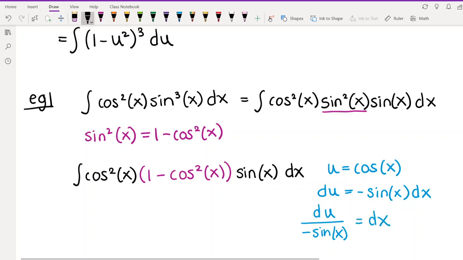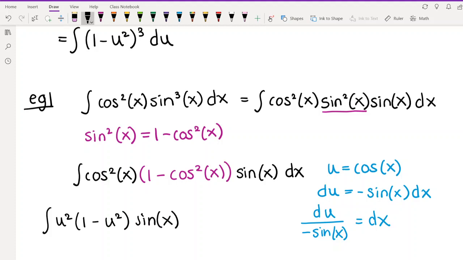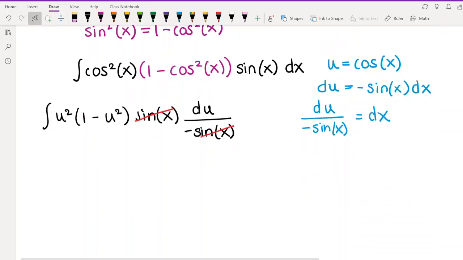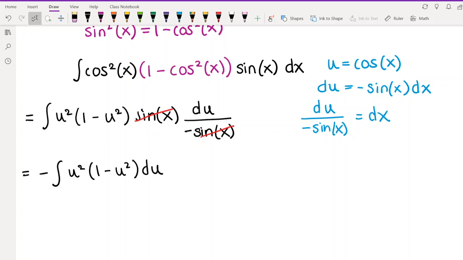The integral is going to become the integral of u squared times 1 minus u squared times sine of x times du over negative sine of x. The sine of x's cancel out, but we have this extra negative sign that we can't forget about. So we're left with the negative integral of u squared times 1 minus u squared du. Again, you would just multiply that out and go from there.